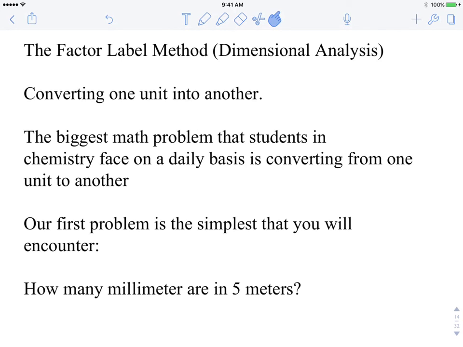Welcome everybody to video 4 of Unit 1. This is by far the most important video that I'm going to shoot for this particular unit because it really has the crux of everything that you need to know. This is called the factor label method, or sometimes textbooks will call it dimensional analysis. It is the key skill that you need to master for this unit in order to be successful.